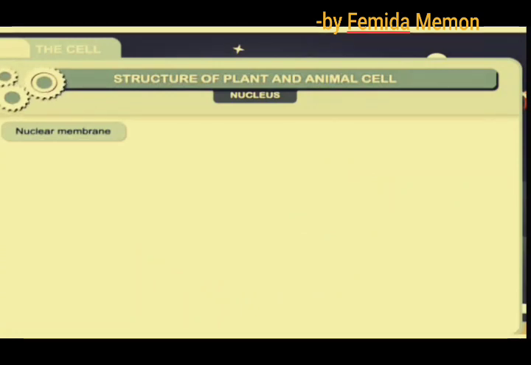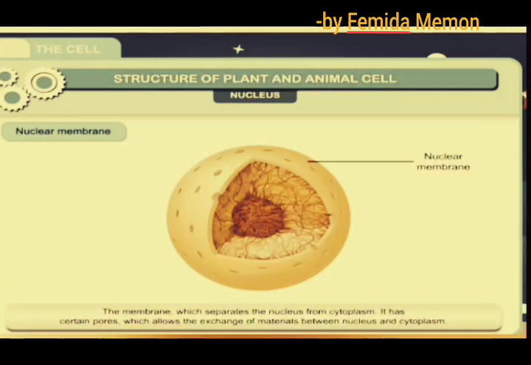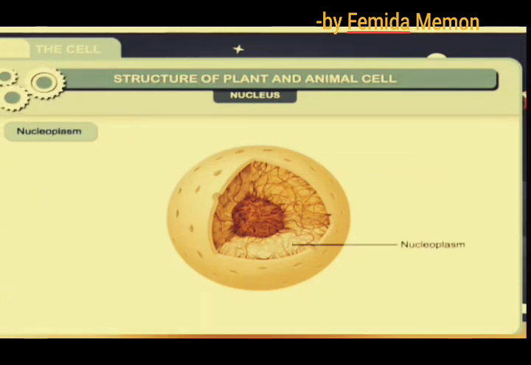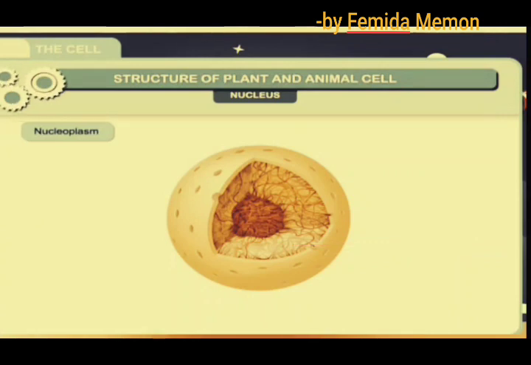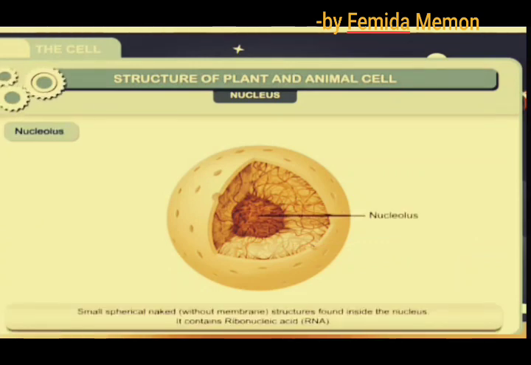1. Nuclear membrane. The membrane which separates the nucleus from cytoplasm. It has certain pores which allow the exchange of materials between nucleus and cytoplasm. 2. Nucleoplasm. It is the transparent fluid filled inside the nucleus. 3. Nucleolus. Small spherical naked structures without membrane found inside the nucleus. It contains ribonucleic acid, RNA.